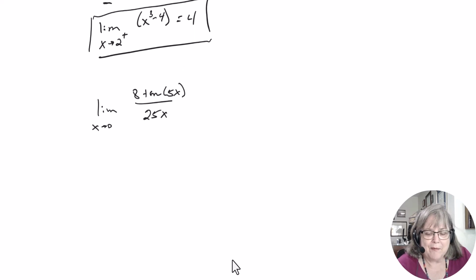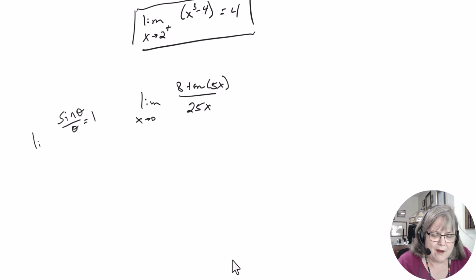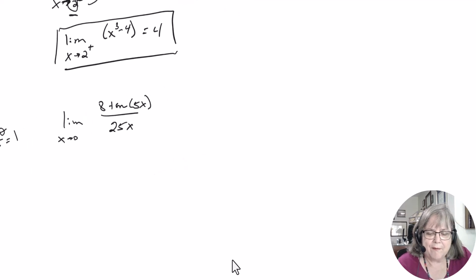So let's think. Maybe we could do that sine. Remember, we had this lovely identity, sine theta over theta is equal to 1 as theta went to 0. And this one's going to 0. Maybe I can use that because tangent is sine over cosine. So let's see what we can do. I have no idea that this is going to work. We're just going to give it a try. So tangent is sine over cosine.